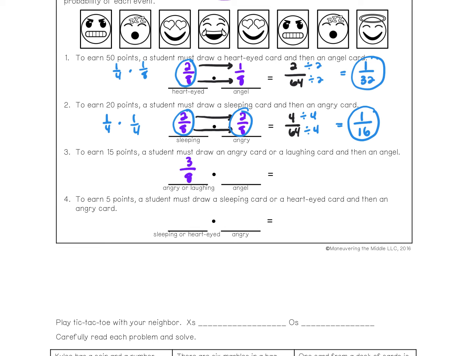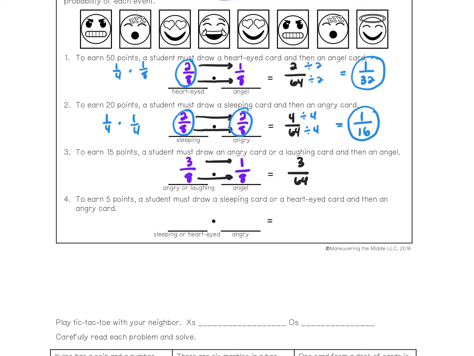So the next thing they ask us for is an angel card, and there's 1 angel card. So we're going to write that as 1, and remember we're replacing the card each time, so there's still 8 possibilities. When we multiply straight across, we're going to get 3, and 8 times 8 is going to give us 64. Now 3 will go into 3, but it won't go into 64 evenly, so we can't reduce this.